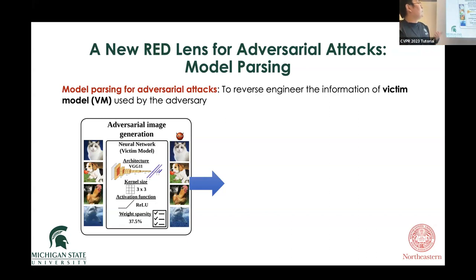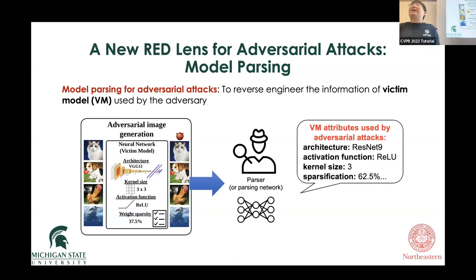For example, architecture type: VGG, ResNet, ResNet 18, ResNet 50, and so on and so forth. And also kernel size, right? Kernel size is another main property that actually matters for the CNN as well. And also activation function. Activation function is very important because the type of activation function directly relates to model robustness, if you are familiar with adversarial robustness. And also weight sparsity: is it a sparse model or a dense model? So basically, there are many configurations you can consider to build up this neural network, and then use this neural network to generate adversarial examples.